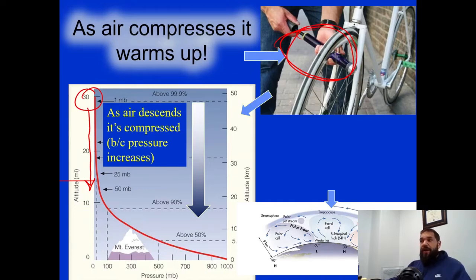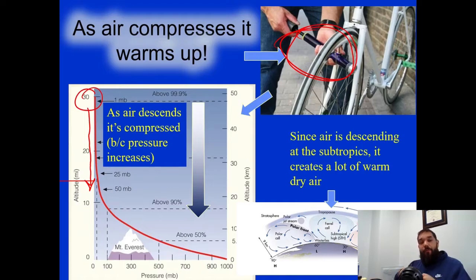Now, why is it dry? It's dry because when that air first rose at the equator, it cooled down and it precipitated all its moisture out.